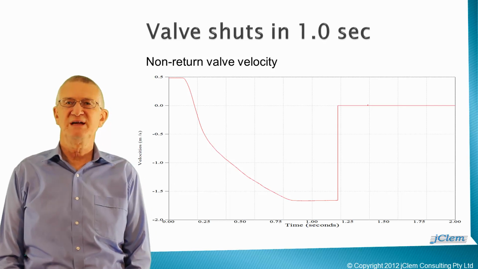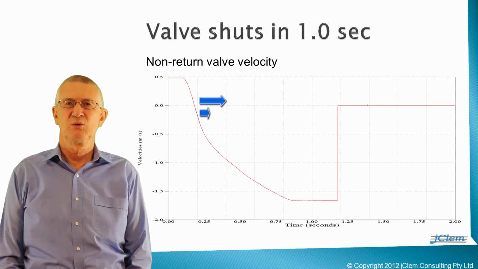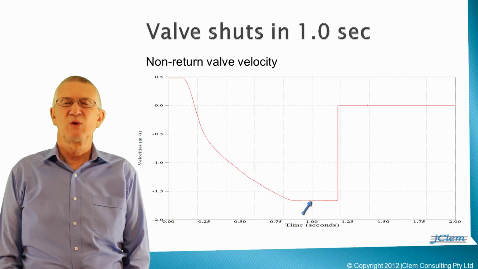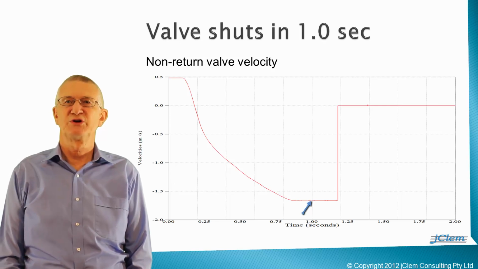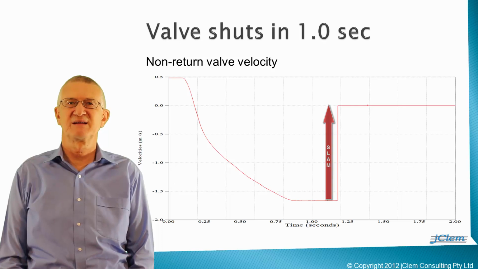I'm going to look at 3 different closure times: 1 second, which is a relatively slow valve, 0.25 seconds, and then 0.1 second, which are both very fast closing valves. First, a sluggish 1 second closure time valve. In the 1 second of time it takes the non-return valve to close, the system has generated its maximum reverse velocity. Consequently, this valve slams shut with a reverse velocity of about 1.7 meters per second.